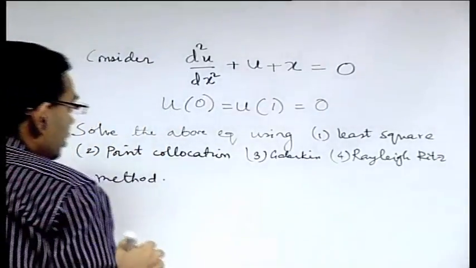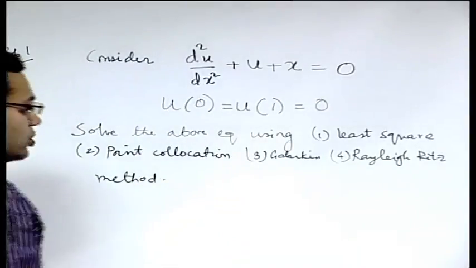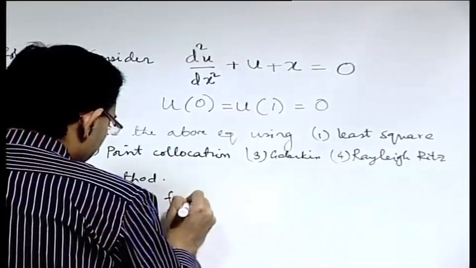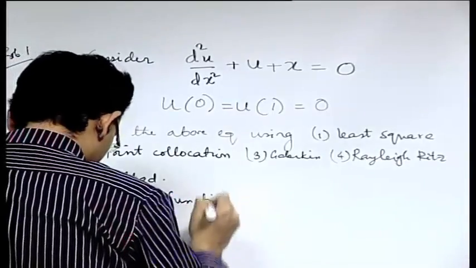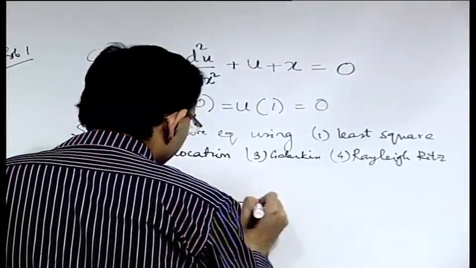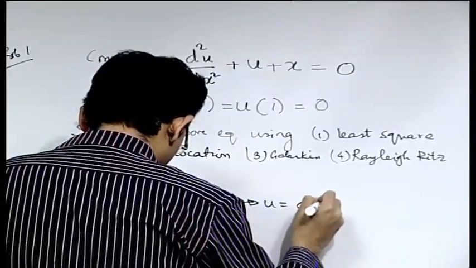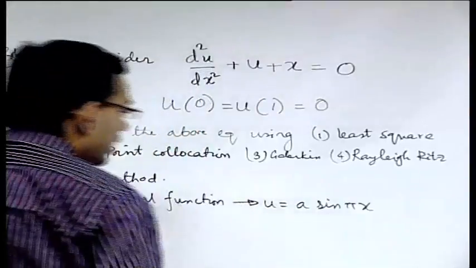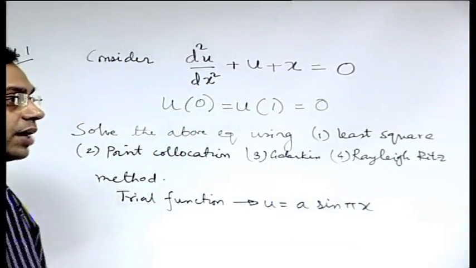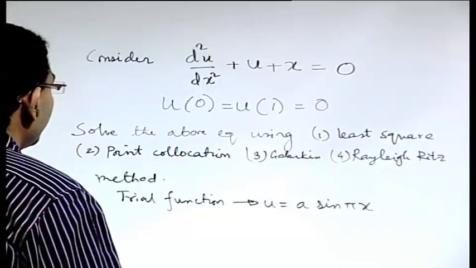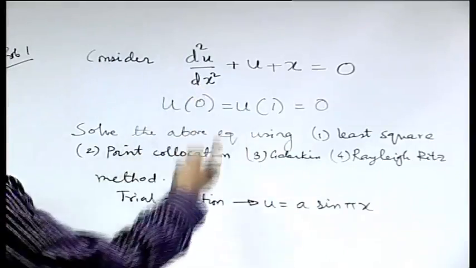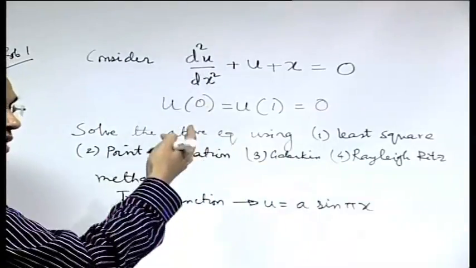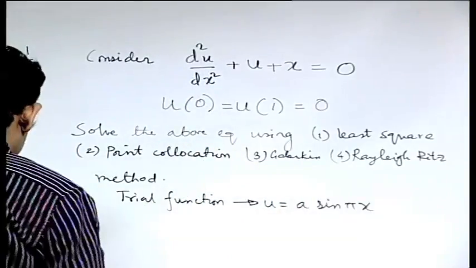For the methods where you require to choose a trial function, you can choose a trial function u equal to a sin pi x, where a is the undetermined parameter. So, we have worked out similar examples in the class, so you can use that concept to solve this problem.